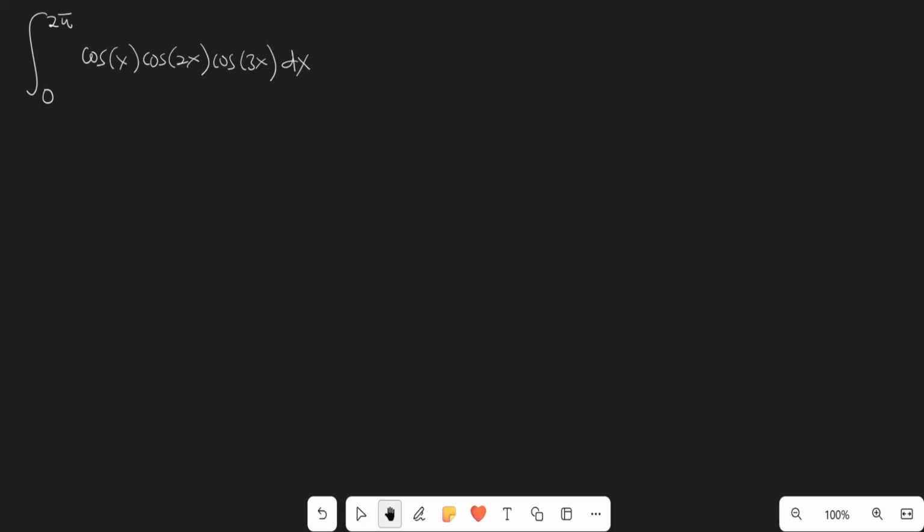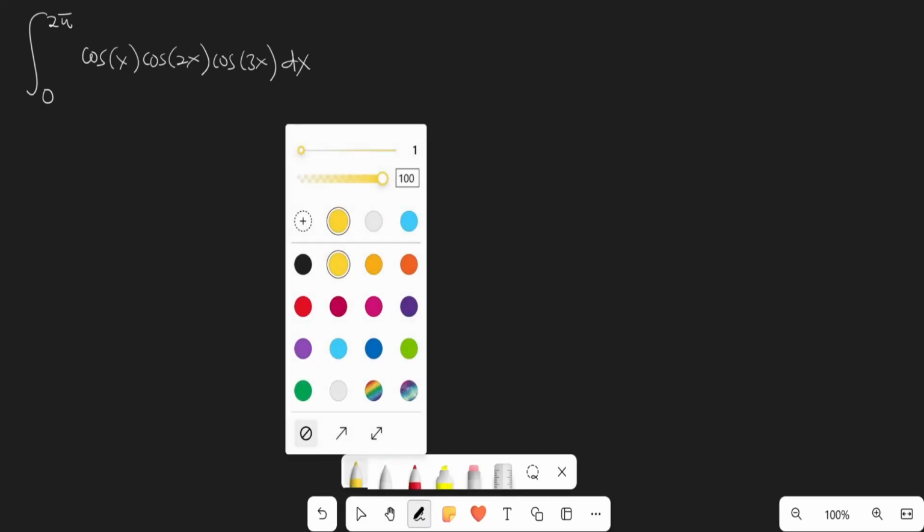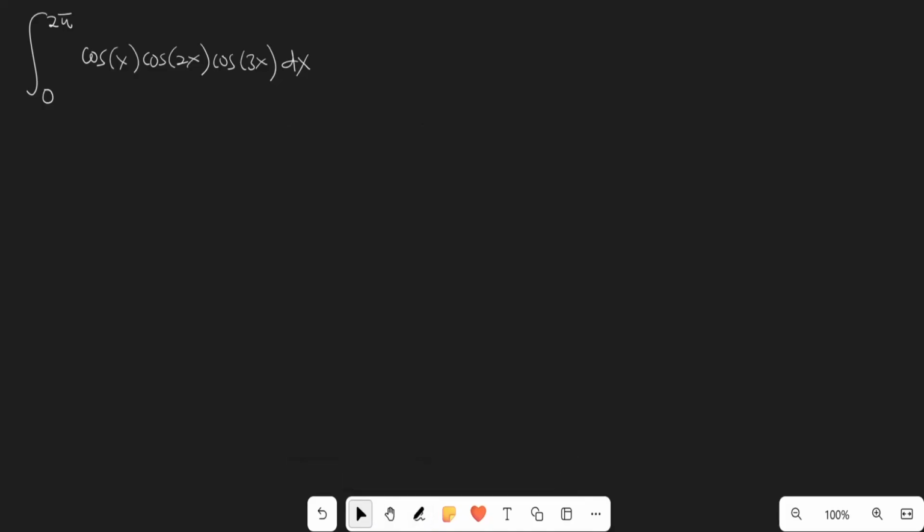So how do you solve this integral? We can solve this by using the double angle identity. We know from the identity that cosine of A times cosine of B is the same as 1/2 cosine of A plus B plus cosine of A minus B.